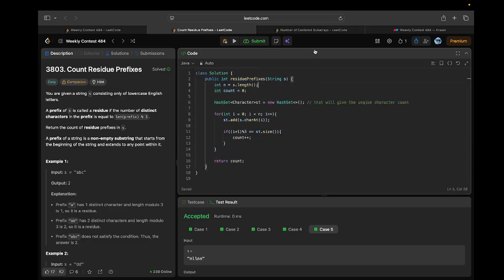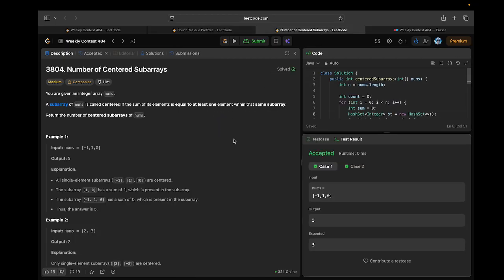Let's move to the next question, the second question, right? Number of centered subarrays, right? You are given an integer array nums. A subarray of nums is called centered if the sum of its elements is equal to at least one element within the same subarray.